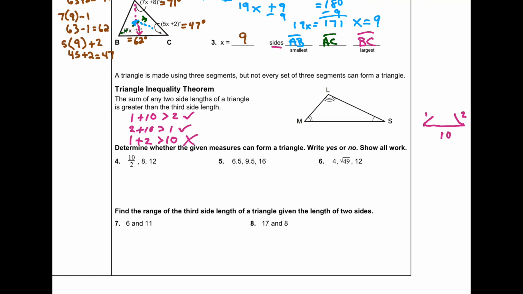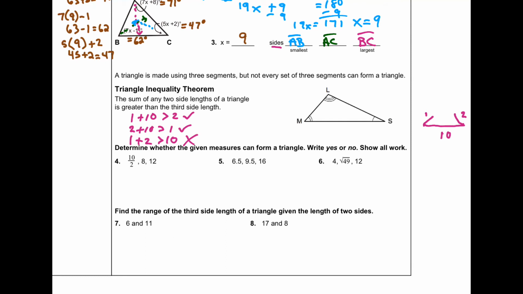So where the triangle inequality theorem fails is that we have to make sure that if we take two sides of a triangle, they add up to be greater than the third. And we need to check all three possibilities, just like we did there. So number 4: determine whether the given measures can form a triangle, write yes or no, show all work.